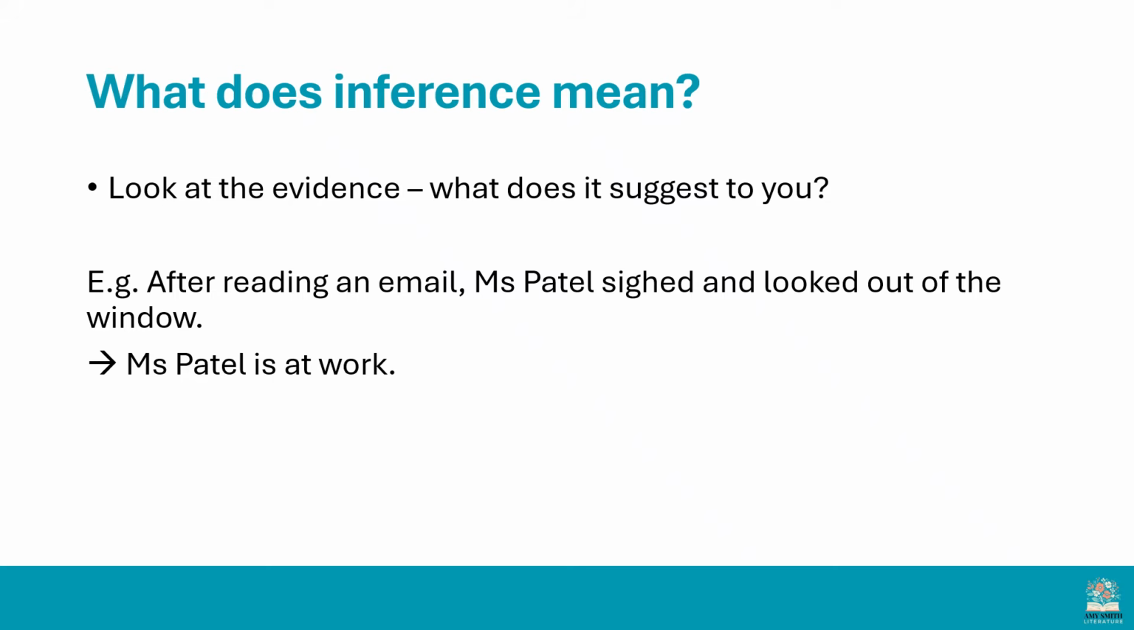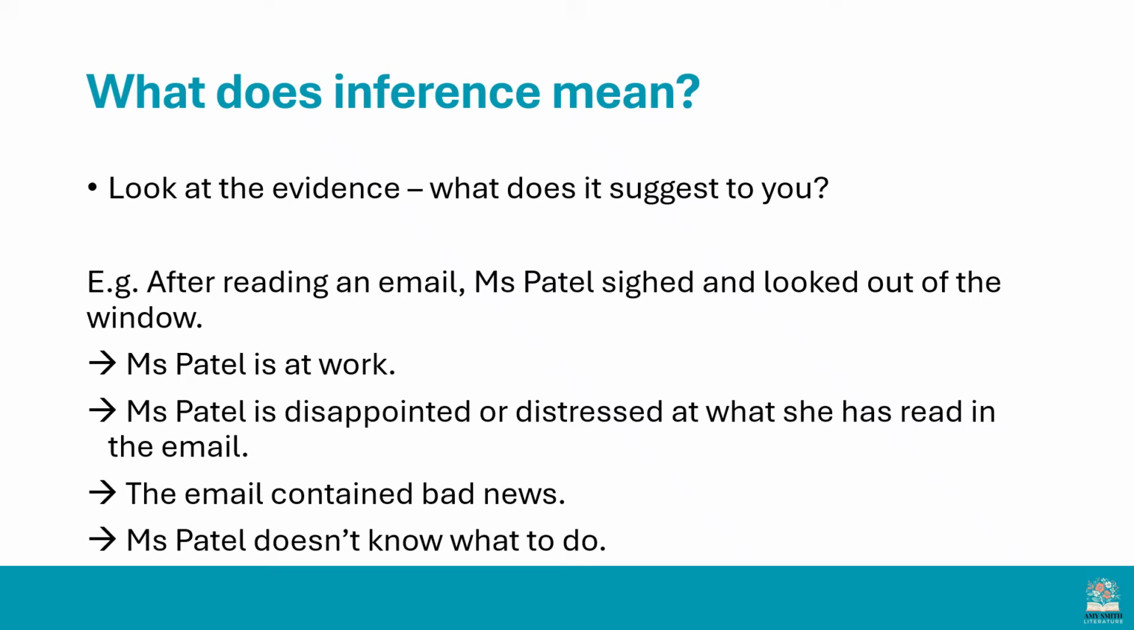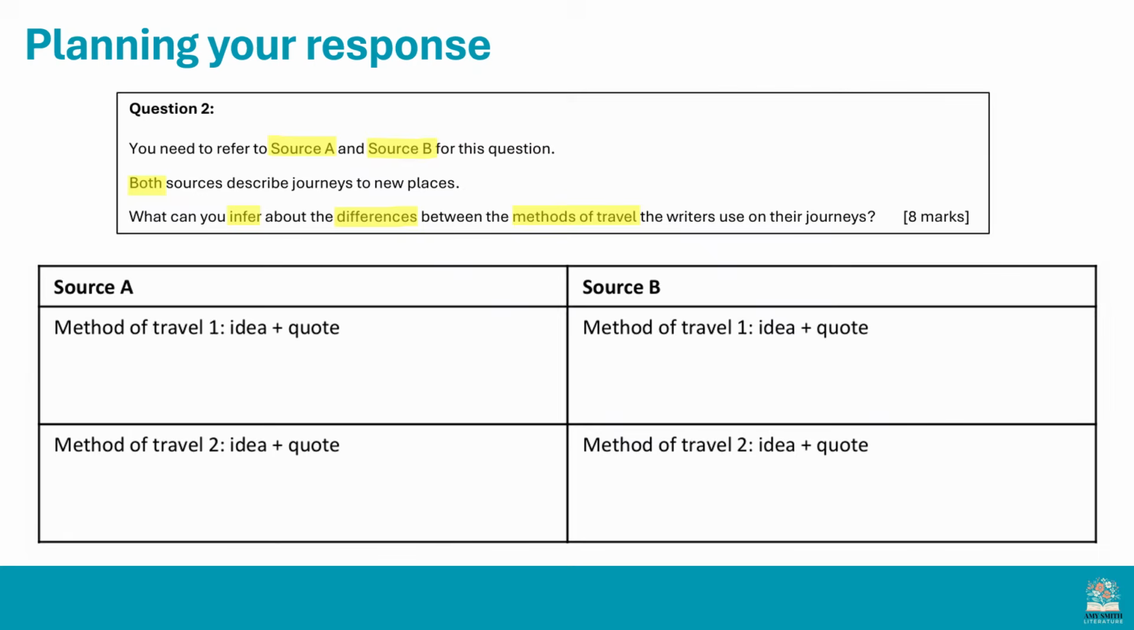So I'm assuming Ms. Patel is at work, she's reading her emails. She's disappointed or she's distressed at what she's read in the email. Probably the email contains some kind of bad news and Ms. Patel doesn't seem to know what to do. So we've looked at the evidence and we thought, right, what does this suggest? What do we learn from this? So question 2 is asking you to make inferences about the differences between the methods of travel in these sources.